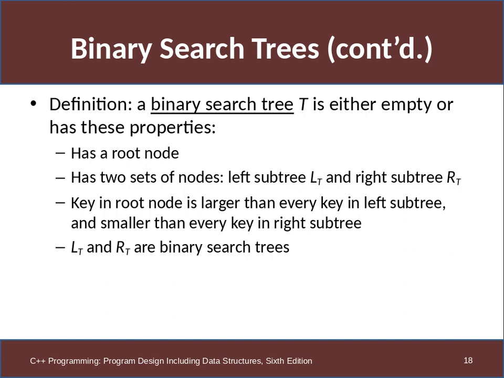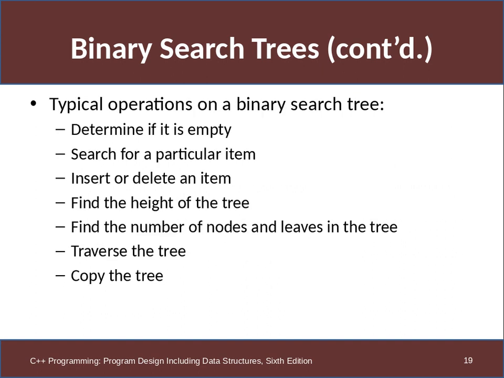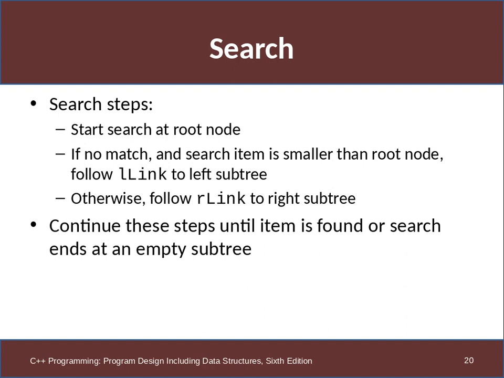They have a definition: the tree is empty, or it has a root node and has two sets of nodes, a left subtree and a right subtree, so it's a recursive definition because it's defining itself with itself. And the key in the root node is larger than every key in the left subtree and smaller than everything in the right subtree. Okay, that makes more sense. And then, of course, all the subtrees have to be binary trees. That's where it gets its recursive nature. Therefore, the definition is recursive. All right.